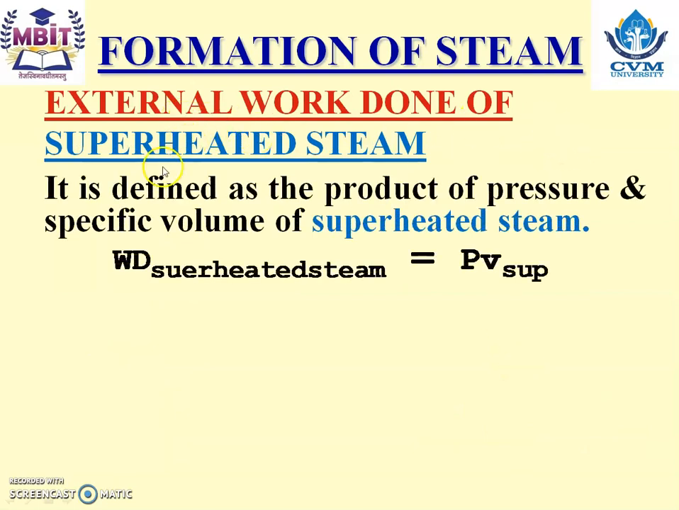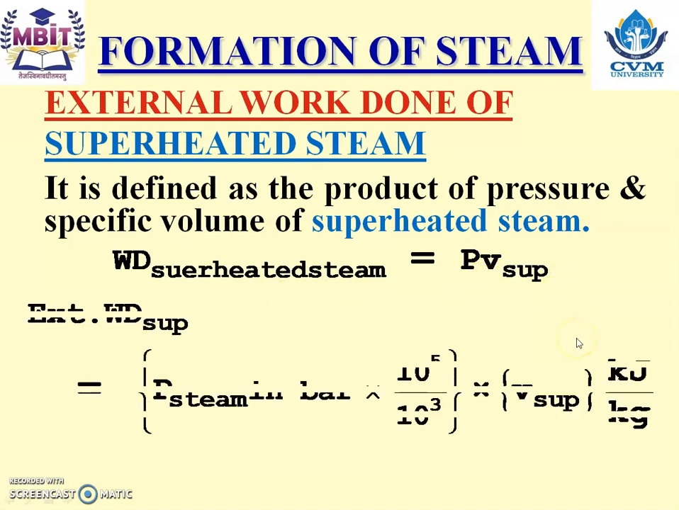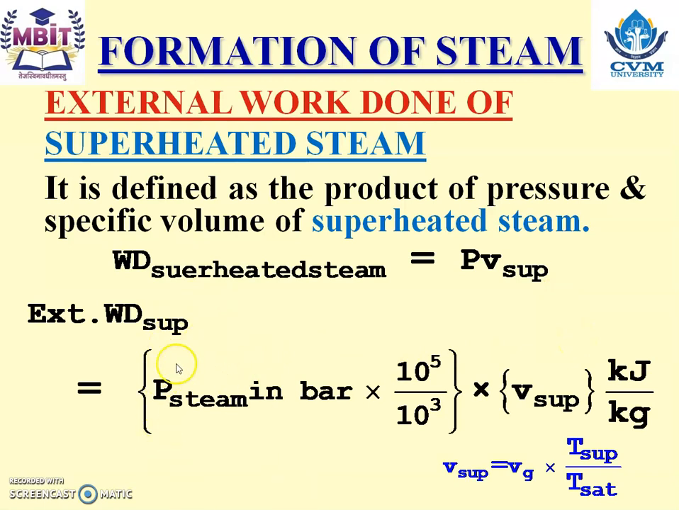External work done of superheated steam. It is defined as the product of pressure and specific volume of superheated steam. So external work done for the superheated steam is equal to pressure multiplied by specific volume of superheated steam. So again, what is the equation?